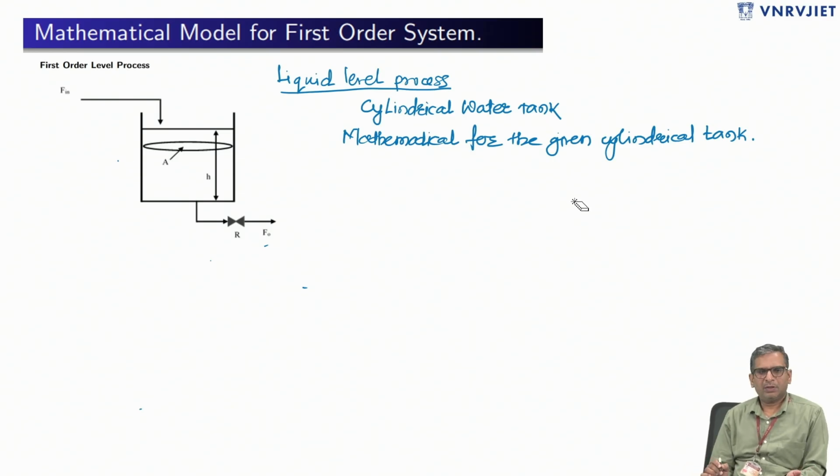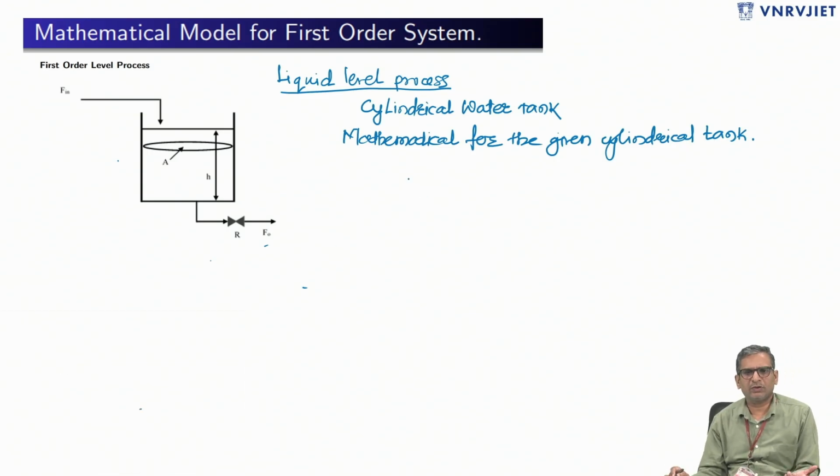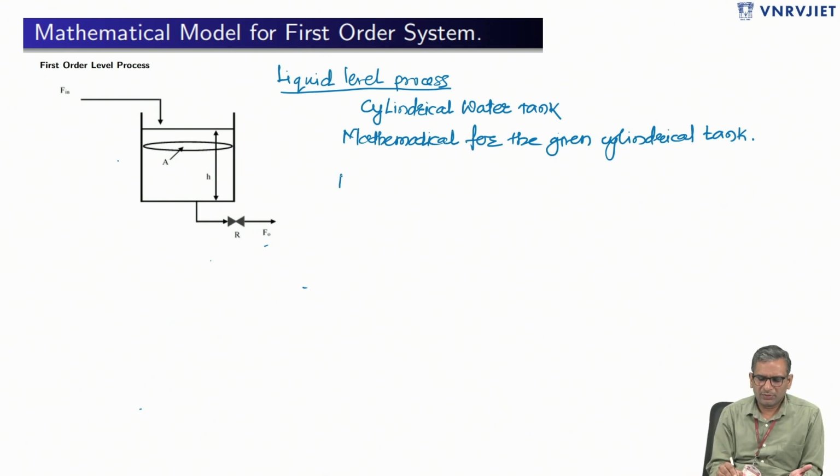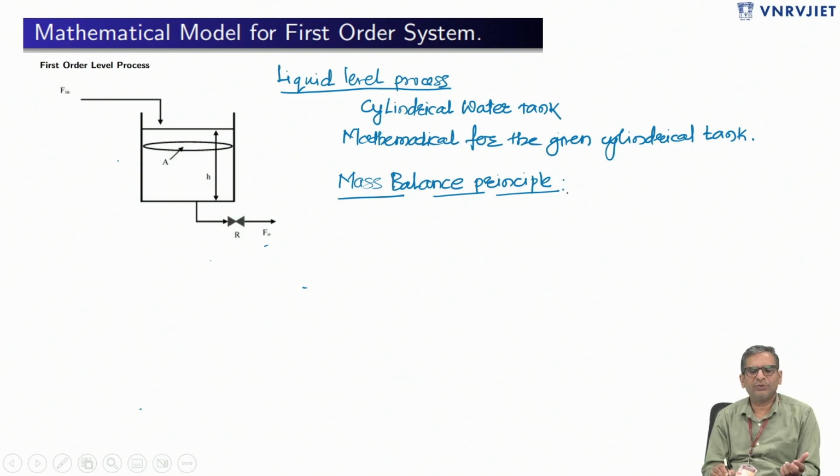So basically, when we have to find a mathematical model, we use various first principles or fundamental laws. In this particular case, we are using the law of conservation of mass, or I will call it the mass balance principle. So what exactly is this mass balance principle, and how am I going to use it in this particular application? You can just consider it in a simple way.